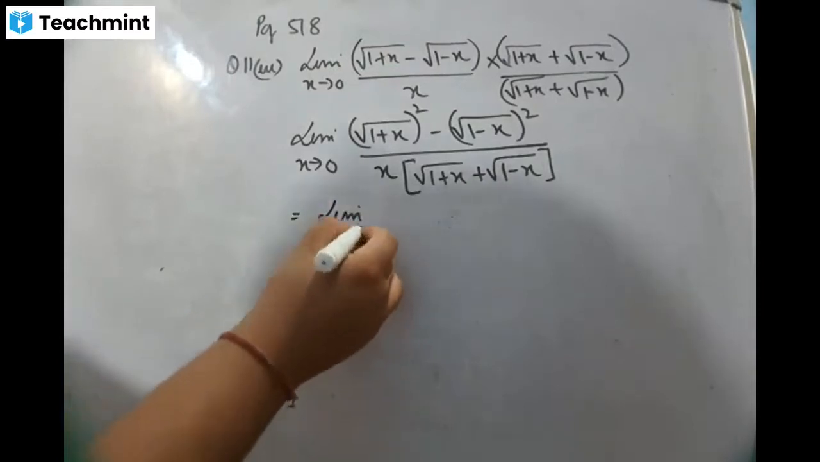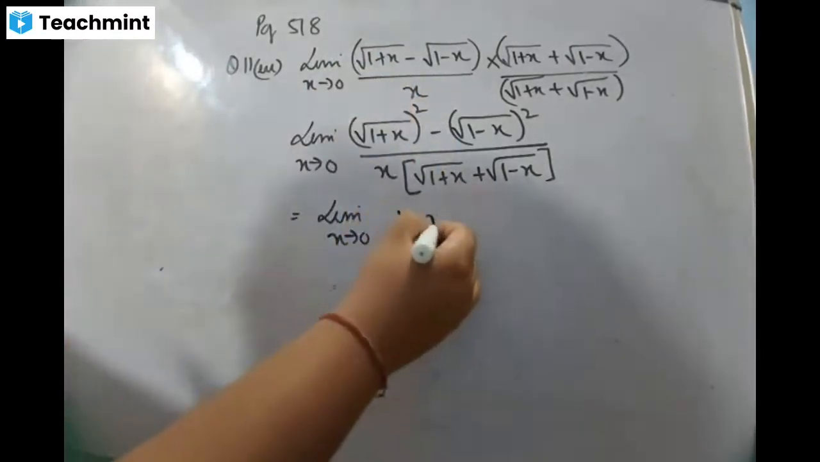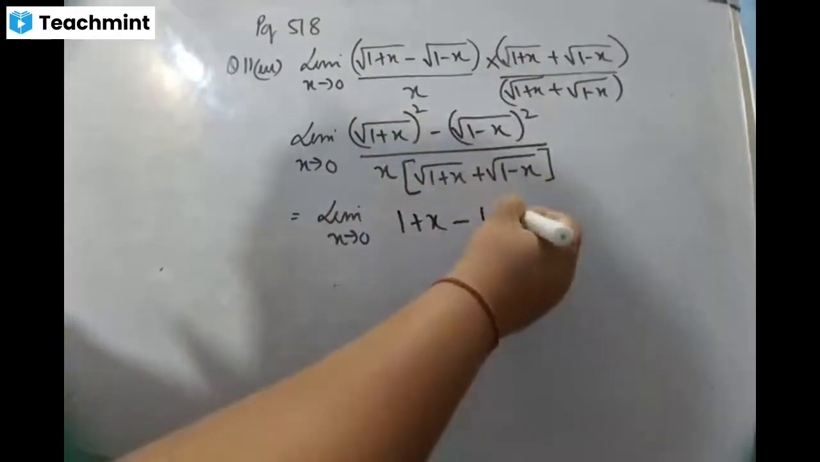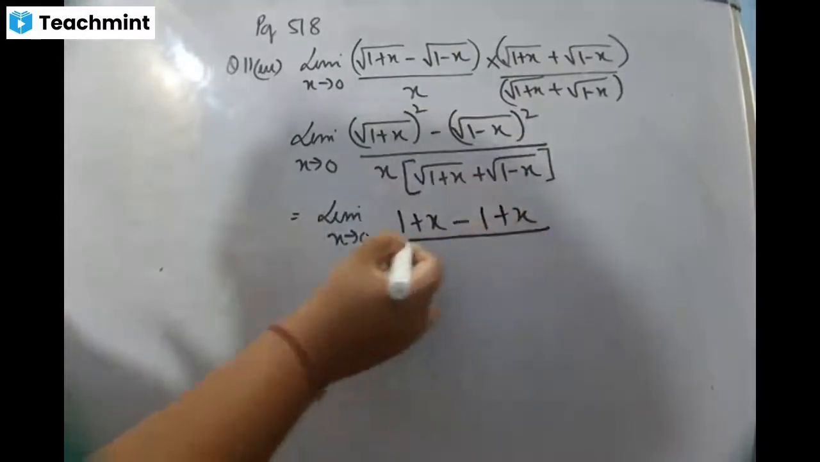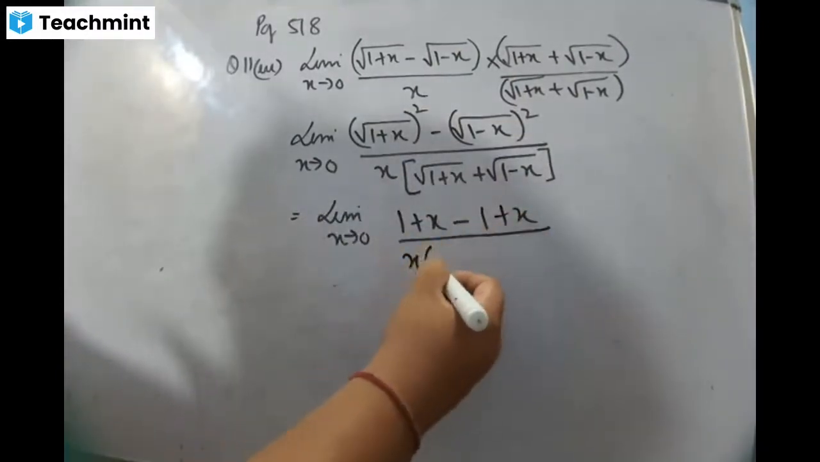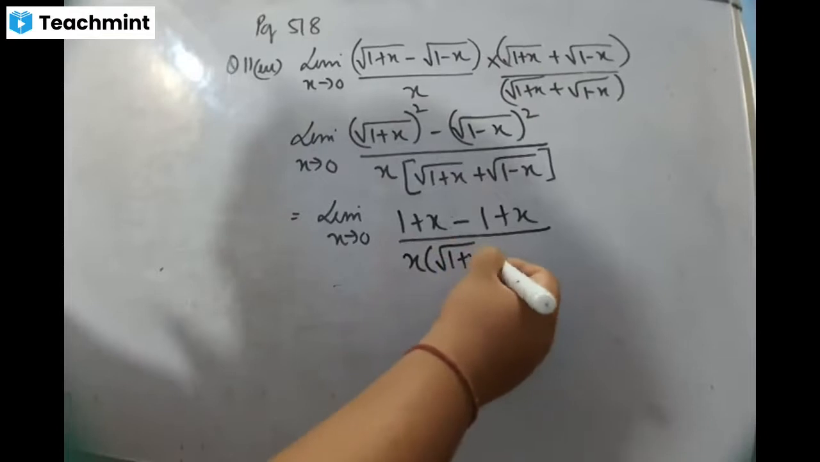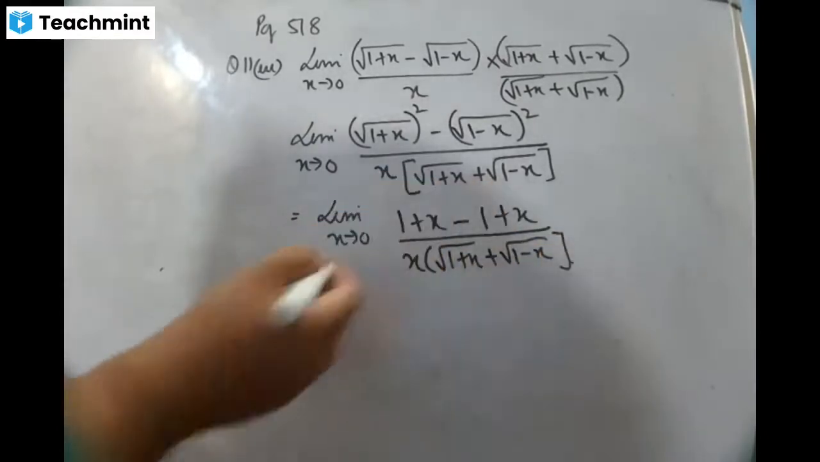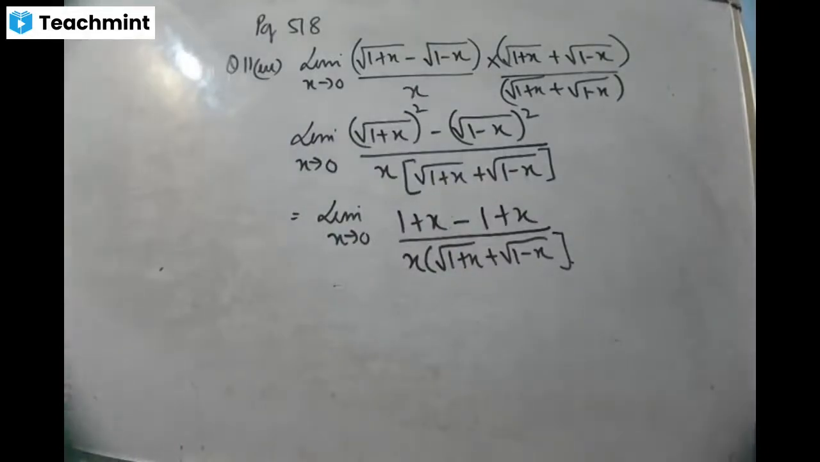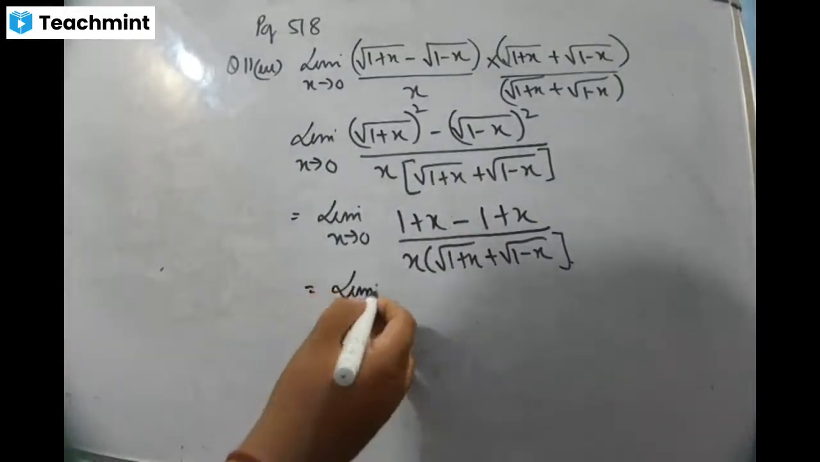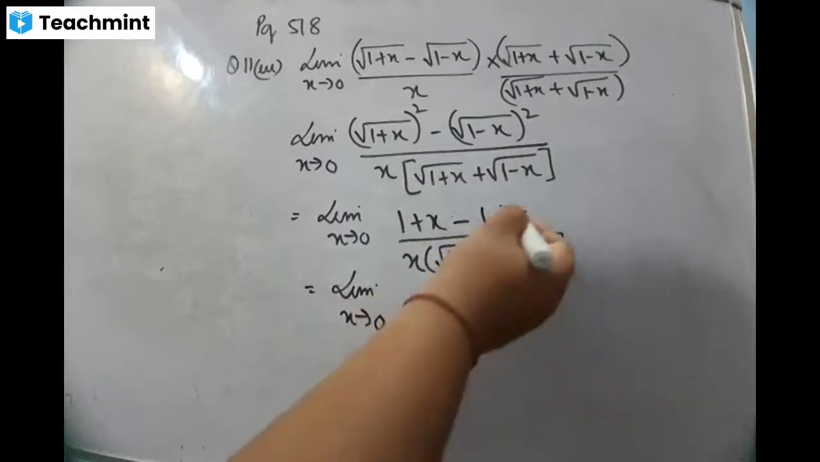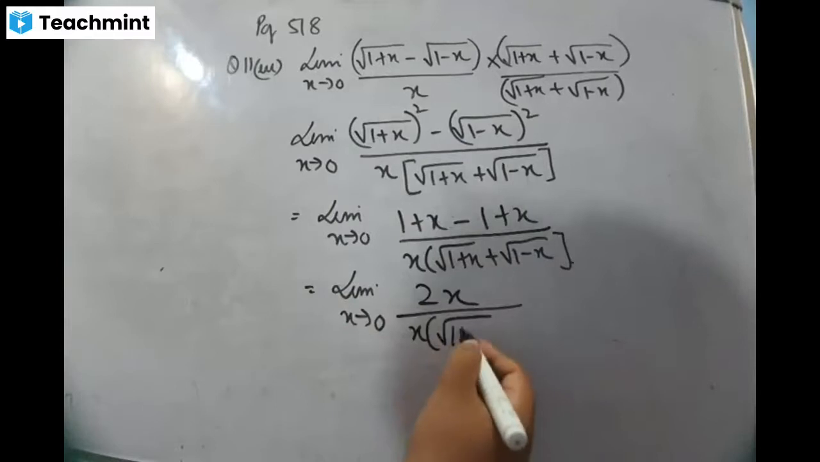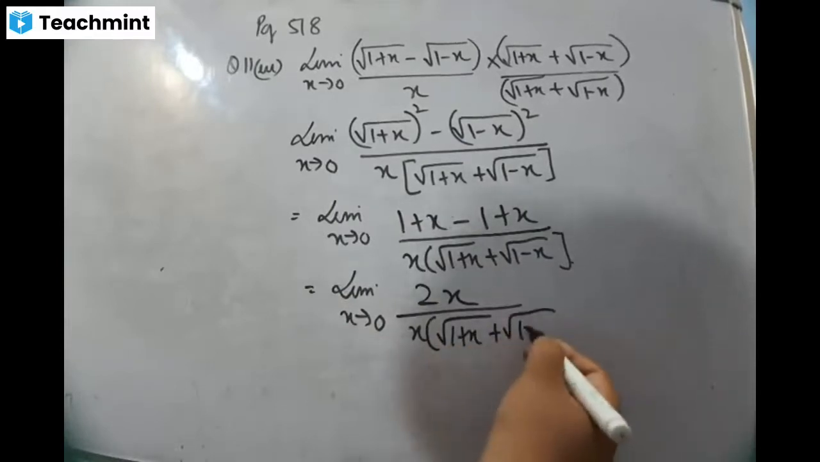So limit x tends to 0, square and root gets cancelled. So you get 1 plus x. Square and root gets cancelled. So minus 1, minus into minus is plus x. Square and root gets cancelled. Divide the whole thing by x. Then what do you get? Root 1 plus x plus root 1 minus x. So you can clearly see minus 1 and plus 1 gets cancelled. So you are left with limit x tends to 0, x plus x is 2x divided by x into under root 1 plus x plus root 1 minus x.